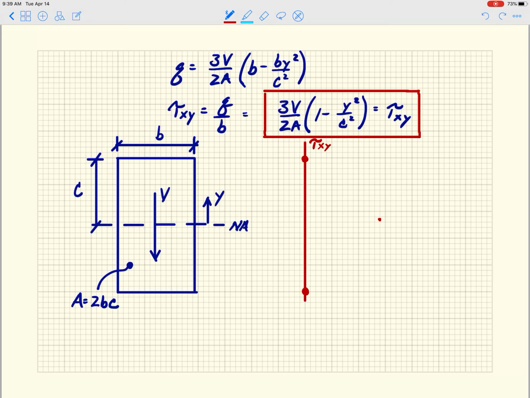Oh, I just did a good job of that too. It's hard to draw parabolas. So this guy here is my shear stress distribution.